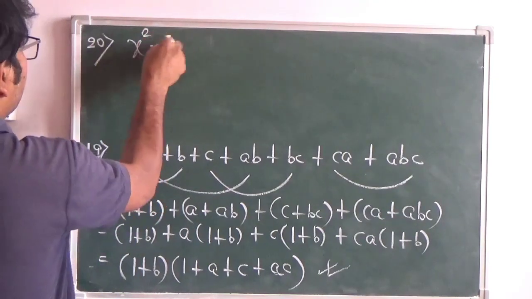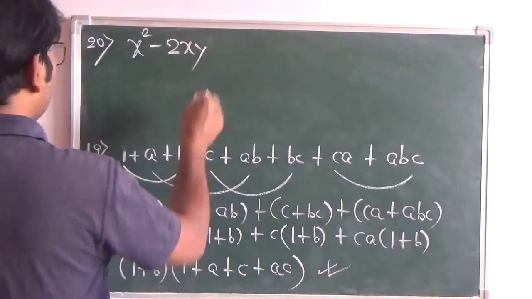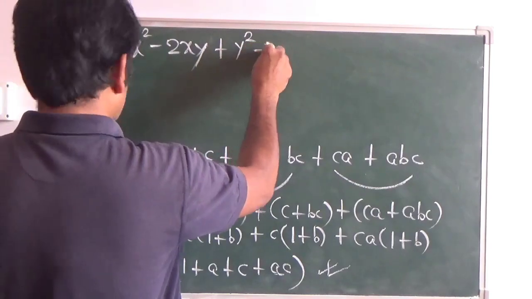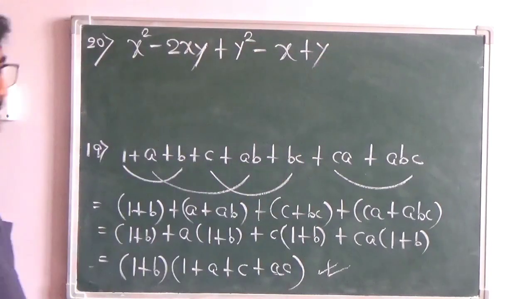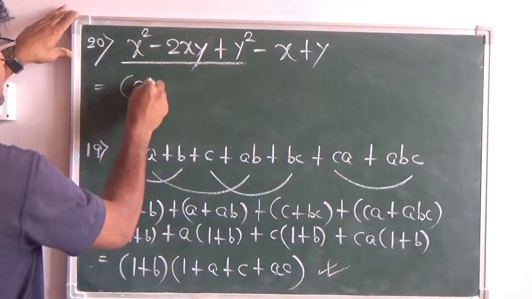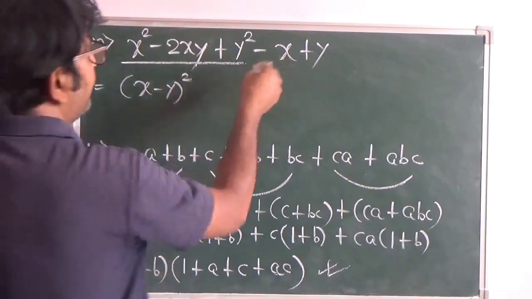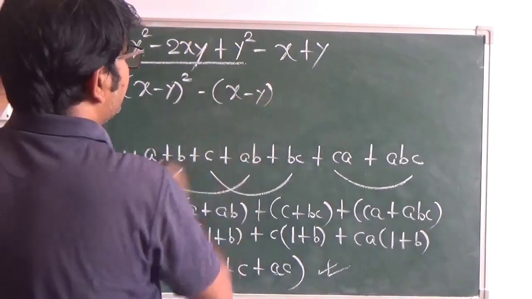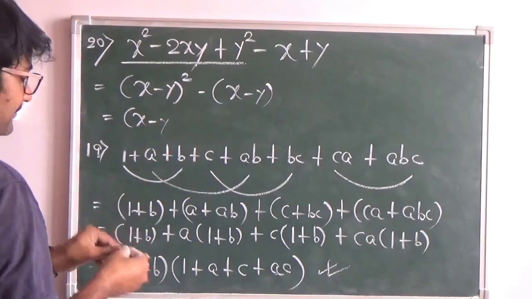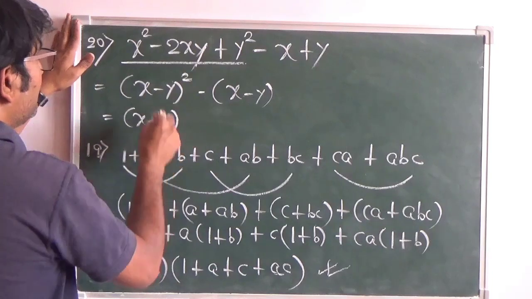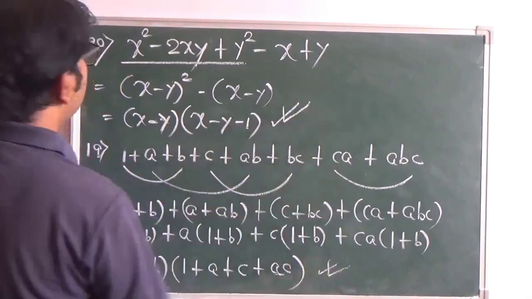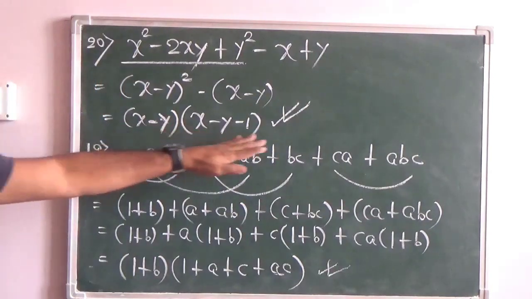It is x square minus 2xy plus y square minus x plus y. So this particular part is x minus y whole square. From here you take minus common, so you will be getting x minus y. So from both these we get x minus y common. From here we are left with x minus y, and from here it is minus 1. So this is x minus y into x minus y minus 1.